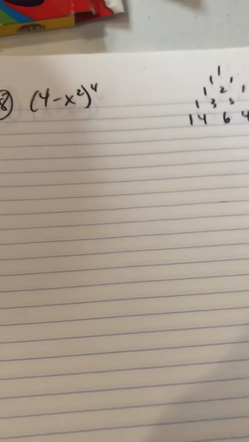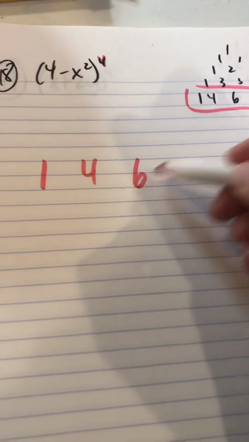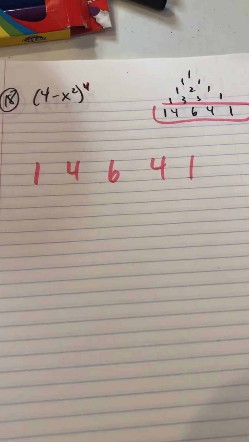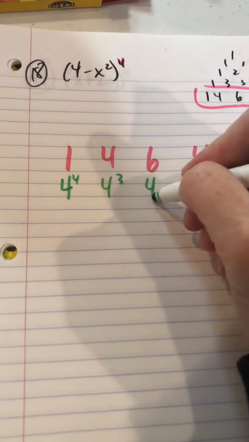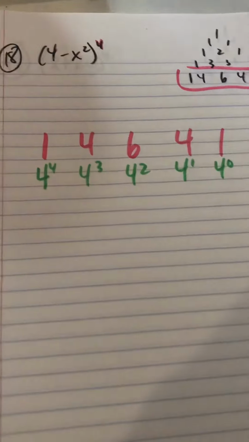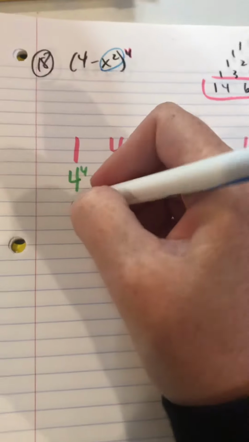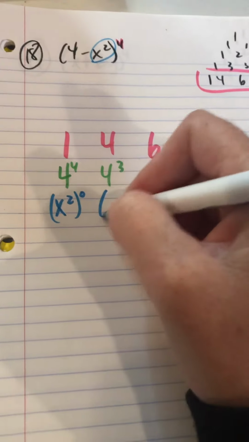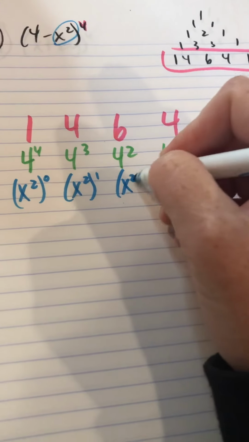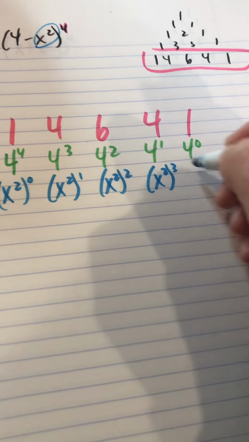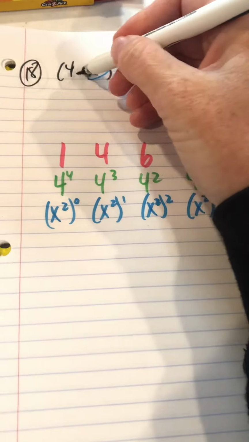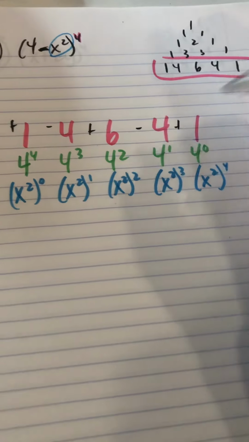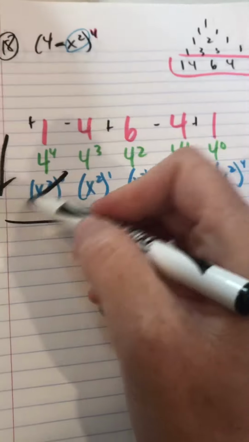Number 18. Again, we've got to the 4th, so we've got our 1, 4, 6, 4, 1. Then we've got just 4 in the front, so 4 to the 4, 3, 2, same pattern every time. This time we've got x squared in the back, so x squared to the 0, to the 1, x squared squared, x squared cubed, x squared to the 4th. And I spy a little minus right here, so again, plus, minus, plus, minus, plus. Then you go straight down.